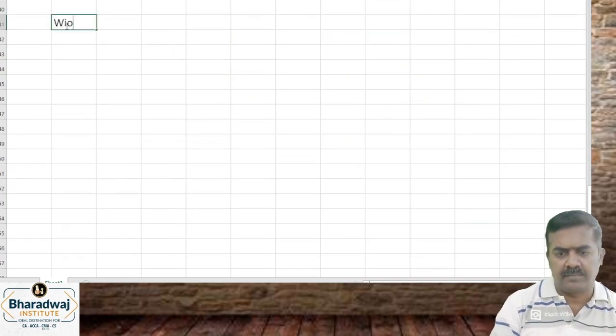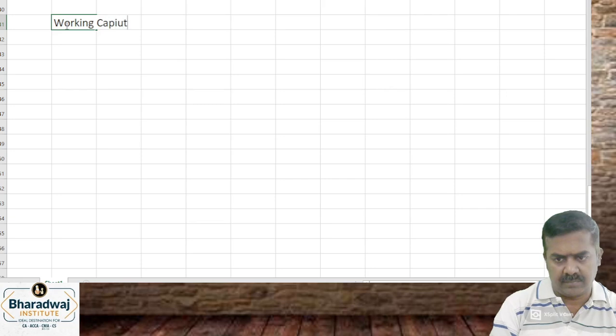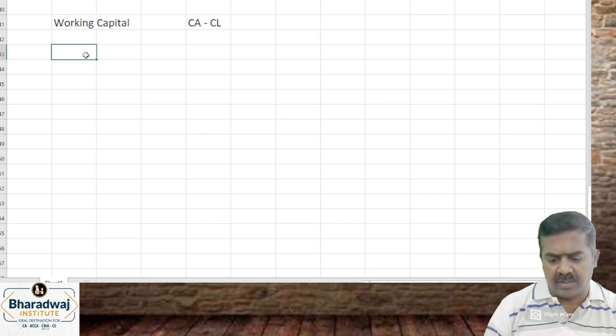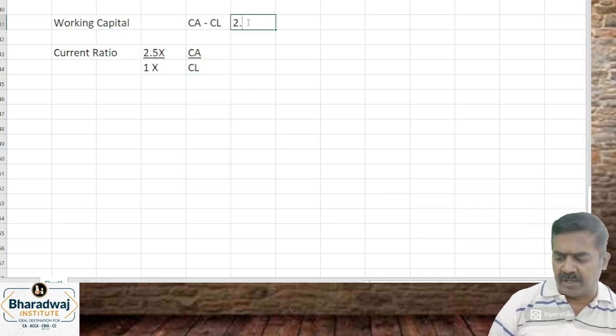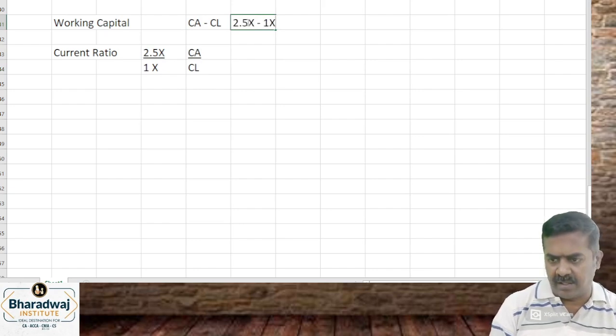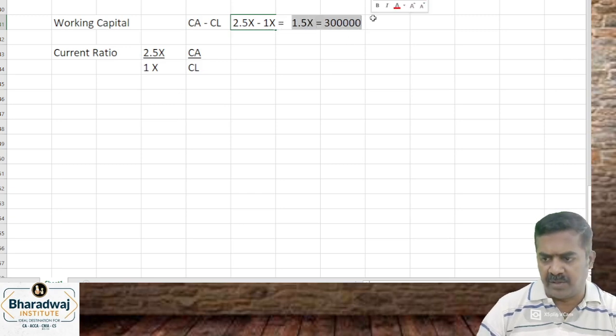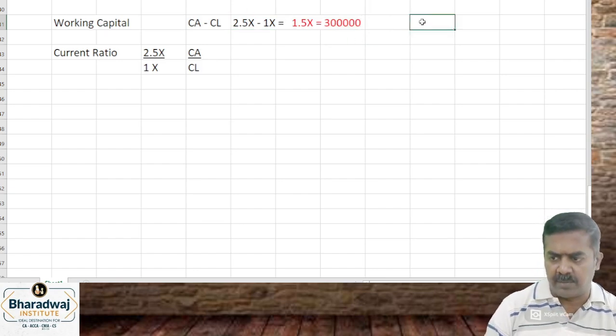What is working capital? We know the current ratio. What is the current ratio given? 2.5x. Let me just substitute. Current assets by current liability. So current assets 2.5x minus current liability 1x, that is working capital, which is given in the question. How much is given? 3 lakhs. That is nothing but 1.5x. If 1.5x is 3 lakhs, x will be 3 lakhs divided by 1.5.